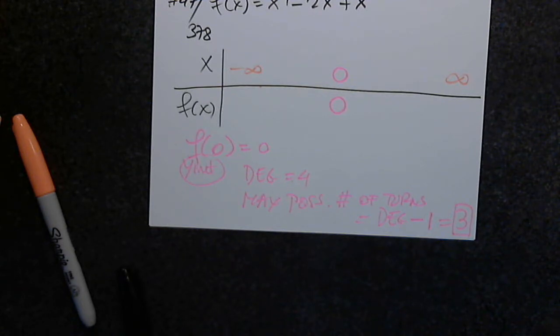It cannot turn more than 3. So let's think about the x cubed. You remember x cubed, right? What is its degree? 3. How many turns can it have? How many does it have? 0.